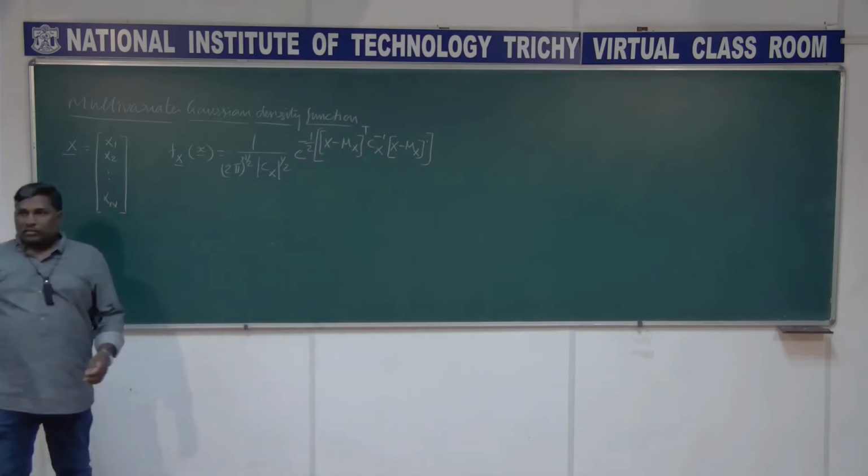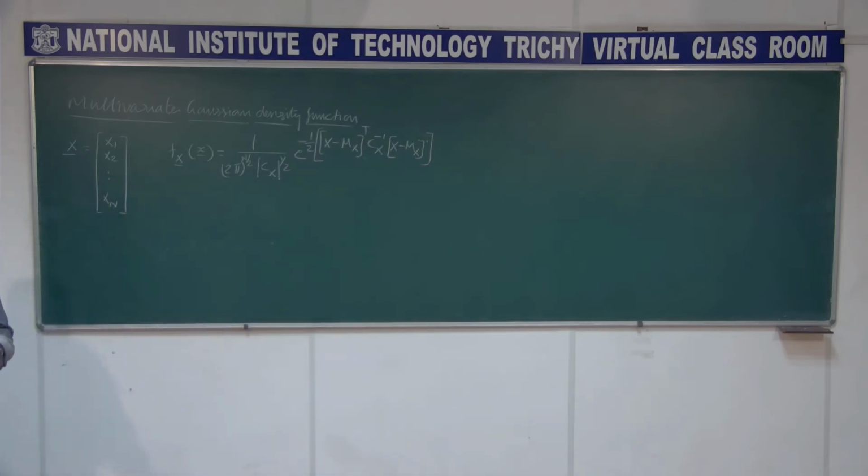So this is the density function of a random vector x, right? You have the random variables x1, x2, x3 and so on up to xn. Individually they are Gaussian, right? x1 is Gaussian distributed, x2 is Gaussian distributed and so on up to xn. They are all Gaussian distributed.